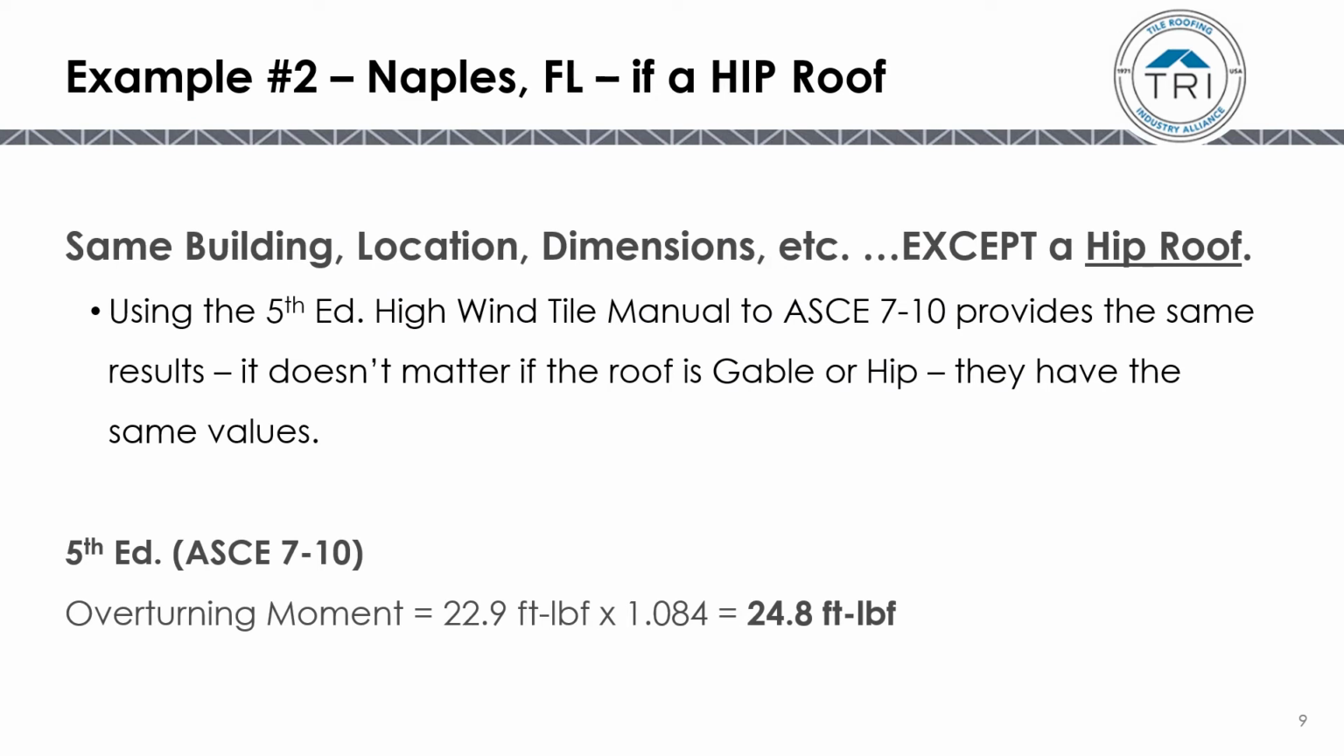So now let's look at example two, which is the same building, but instead of it being a gable roof, let's assume it's a hip roof. Using the fifth edition manual, we would still have the same value because it didn't matter whether it was gable or hip design or style. They had the same values. So we still have an overturning moment value adjusted to 24.8 foot-pounds force after adjusting for the tile ratio.